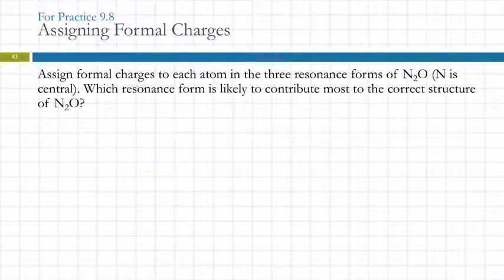Okay, so assign formal charges to each atom in the 3 resonance forms of N2O. And here they're telling us that nitrogen is the central atom. That's not what we would necessarily predict. And we're being told that because we want to avoid having to draw all the other structures as well. So nitrogen is in the middle. So then let's see what we can do here. Oh, well, no, let's go back to blue. That blue. So nitrogen in the middle.